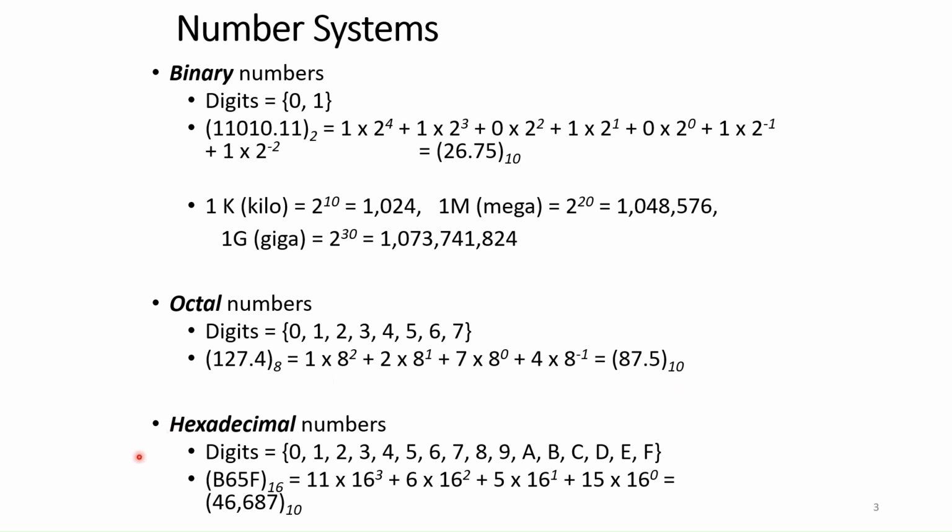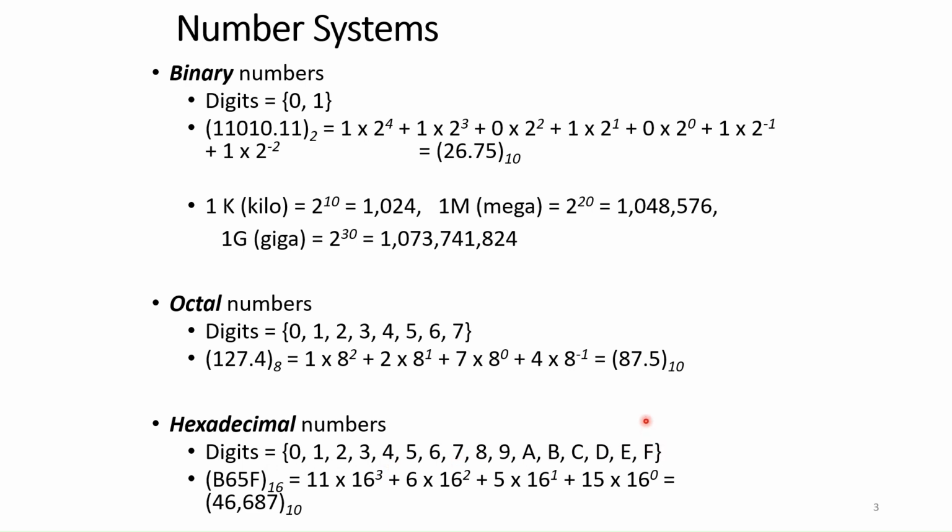In the hexadecimal number system, there are 16 digits. So the digits are 0, 1, 2, 3, 4, 5, 6, 7, 8, 9, and then A, B, C, D, E, F.